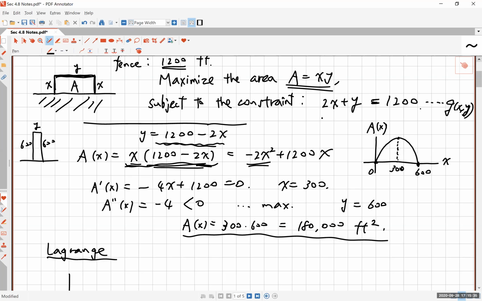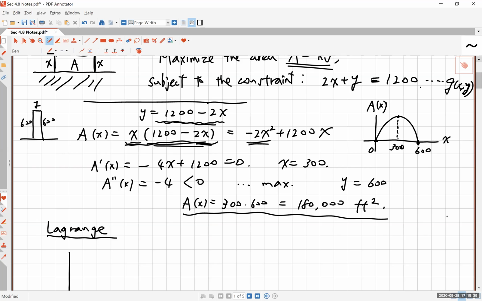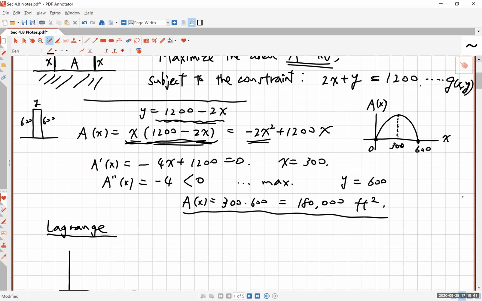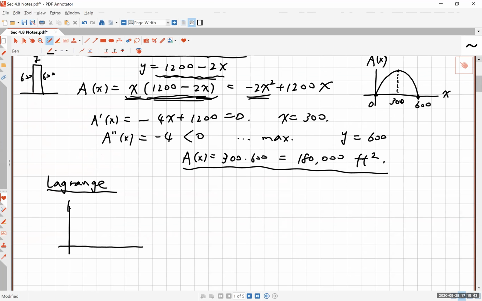Now, if you think of 2x plus y is equal to 1200, that's basically a line, right? And so the line in terms of x and y is like this. Actually, let me redraw this, make it a little bigger for better clarity.